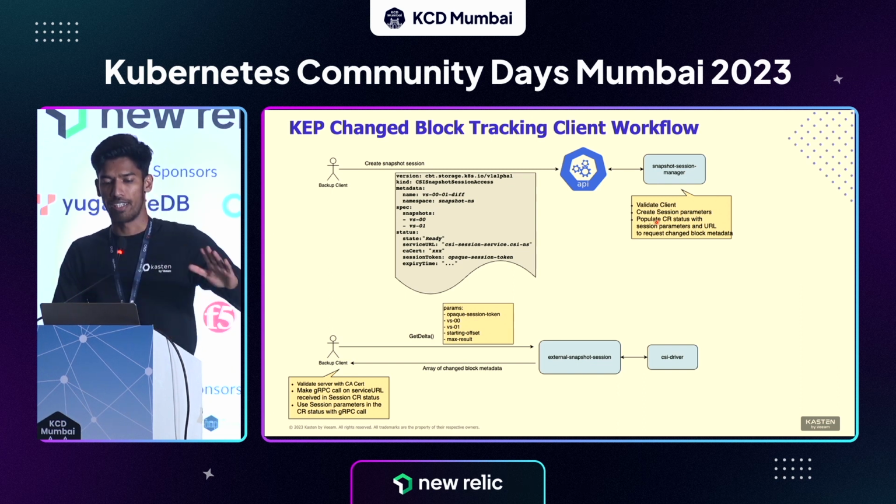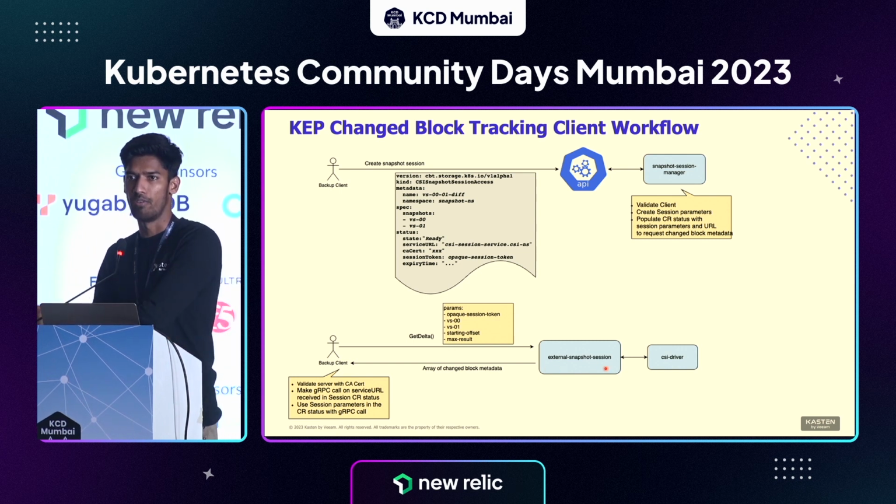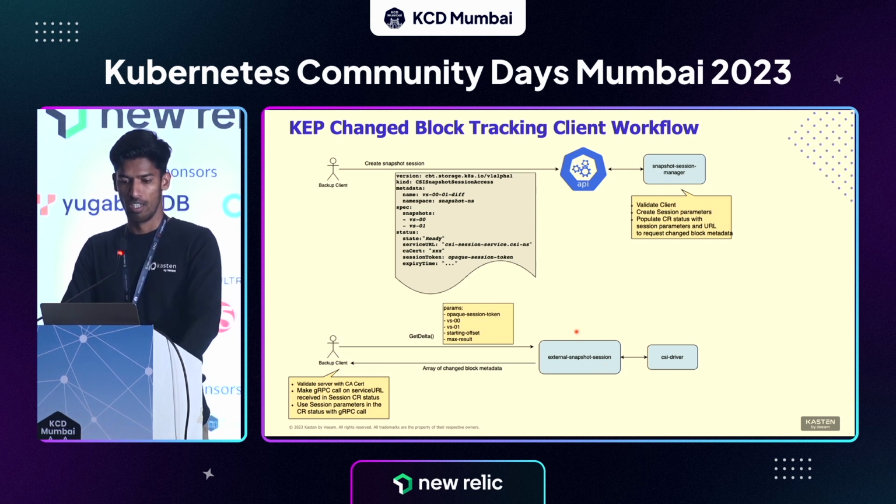Once the client gets the session parameters, you'll also get a URL through which you'll get the change block metadata. The client, with the session parameters, will call the gRPC endpoint of the proxy service, and the proxy service will call the CSI driver's API to get the change blocks and return them. So it will be a two-hop process.